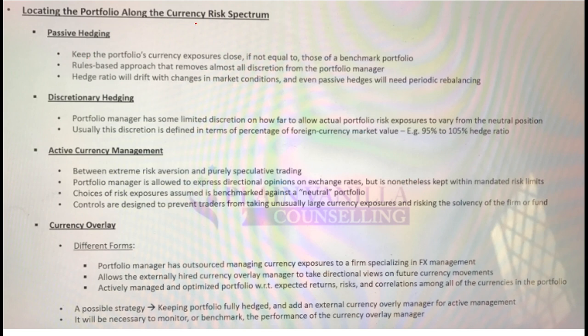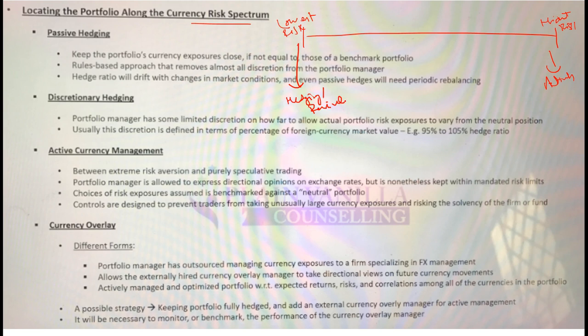Moving on, locating the portfolio along the currency risk spectrum. So as I told you, you can manage currency risk exposure, that is take risk or reduce risk, both are possible. So you can have a spectrum in which you are taking lowest risk, or you are taking highest risk. This will be towards managing actively, and this will be towards hedging or managing passively, that is tracking a benchmark. So passive hedging falls here, that is keeping the portfolio's currency exposure close if not equal to benchmark portfolio, not managing it actively at all.